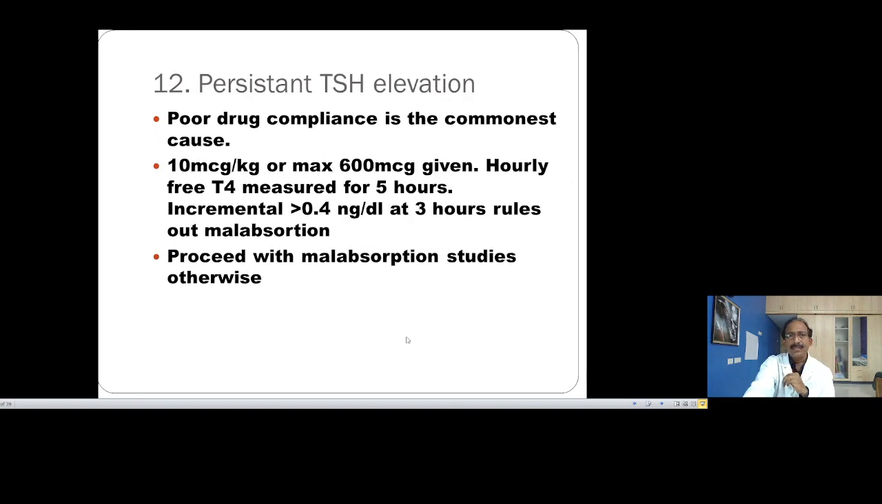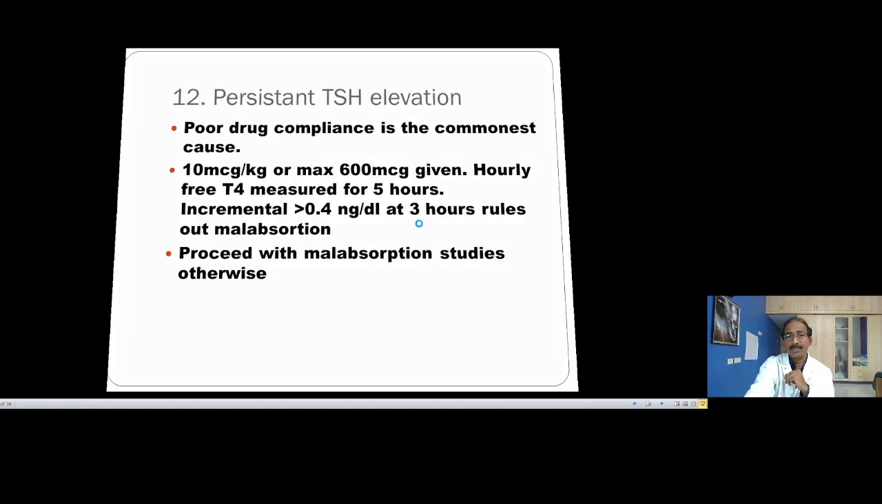If there is a persistent elevation, poor drug compliance is the commonest cause. They may forget, or they may not like to take it. That's the first one. Second, it can be an absorption problem. If you want to confirm poor compliance, give 10 micrograms per kilogram, with a maximum of levothyroxine 600 micrograms. Give it orally under your custody and check hourly free T4 for the next 5 hours. If there is an incremental rise of more than 0.4 at the 3-hour value, that rules out malabsorption. If there is no rise, then it is malabsorption, so you have to do malabsorption studies.